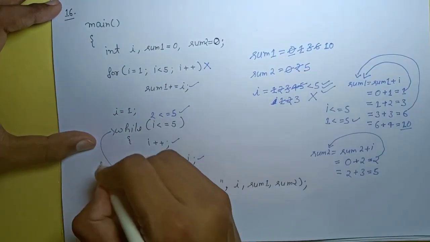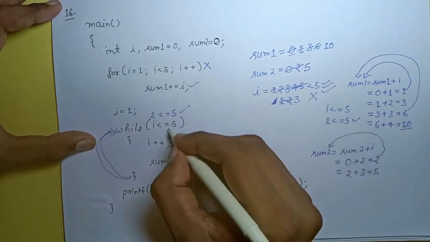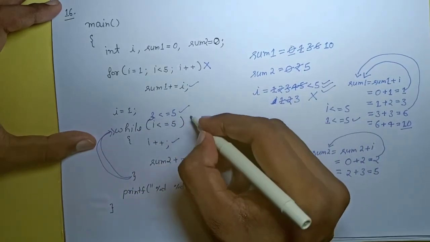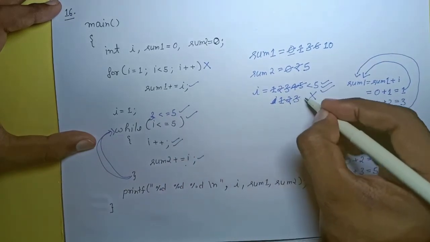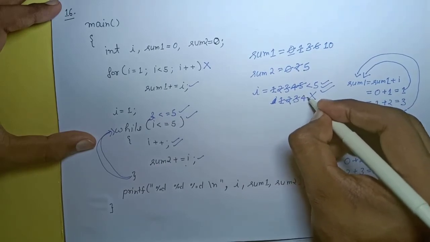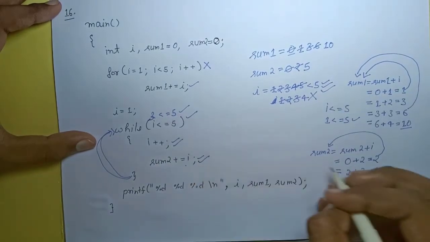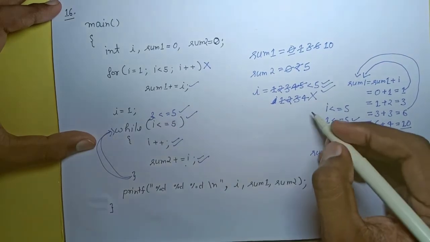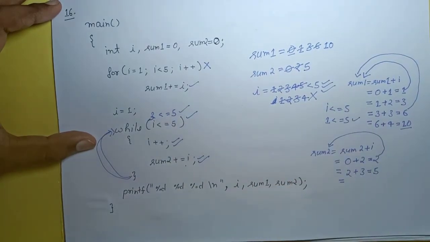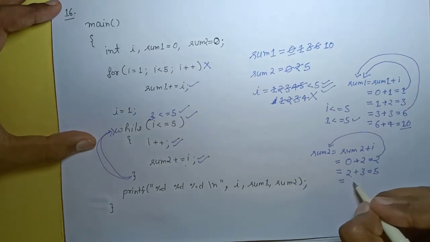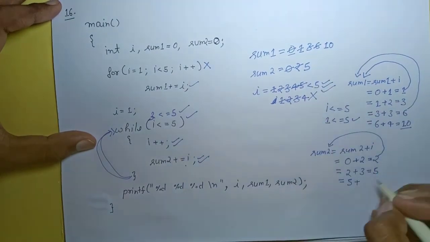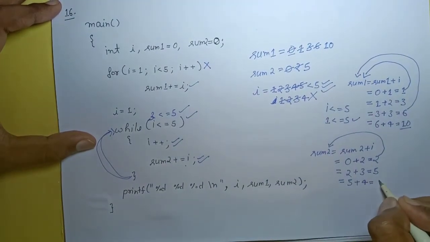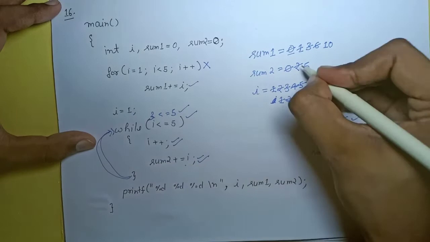Control again comes to this while loop, and we check here if 3 is less than 5. Obviously 3 is less than 5, so this condition is true. The control comes inside the loop and this statement is executed, which means that the value of I is now 4. Now this statement is encountered, where we are just summing up sum2 plus I. The value of sum2 is 5 and the value of I is 4, so we get the result 9, and 9 is stored in the variable sum2.